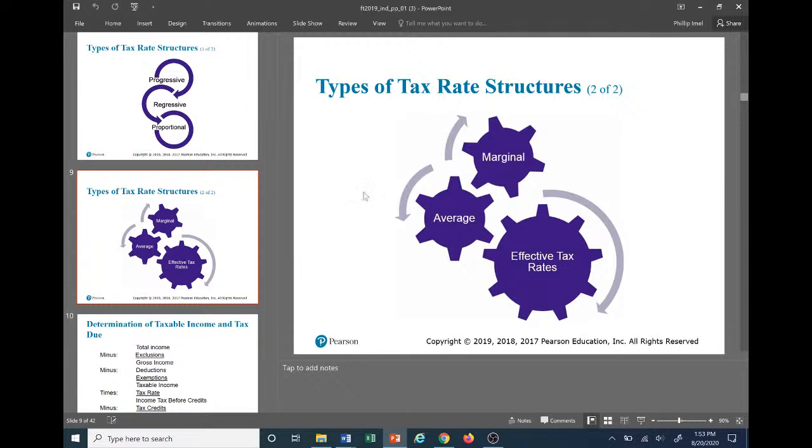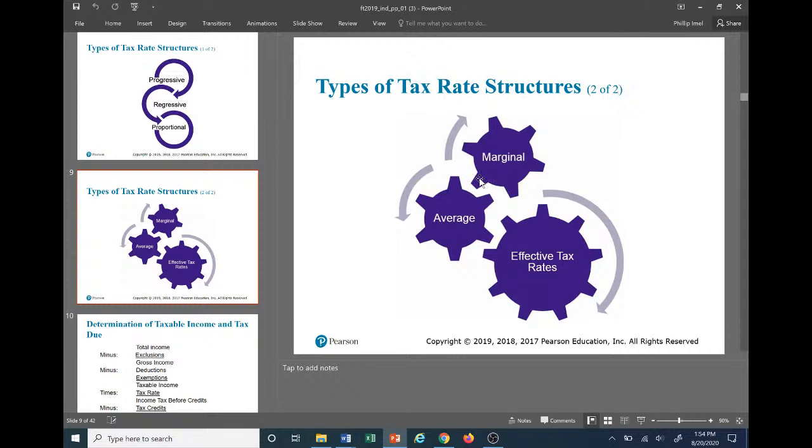So as you can see here, the average is pointing downward on this little wheel, and that's just showing that it's always going to be less than the marginal. So this is going to be the highest of the actual tax rate structures. Here is the marginal, right? Then followed by average, and you can use these arrows when you're studying: marginal is located at the top and it's pointing up, so it's higher. Average is in the middle and it's pointing down because it's lower than marginal.